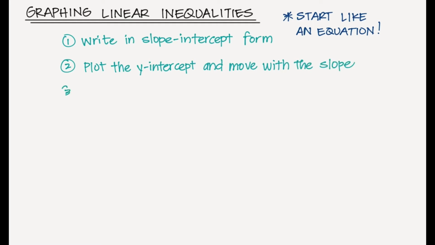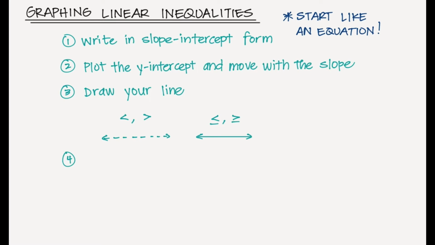From there, you're going to draw your line, but it might be a solid line or a dotted line. So if it's less than or greater than, it's going to be a dotted line. And if it's less than or equal to or greater than or equal to, then you will draw a solid line. Last thing is you're going to do some type of shading. And you're going to shade one side of this line.